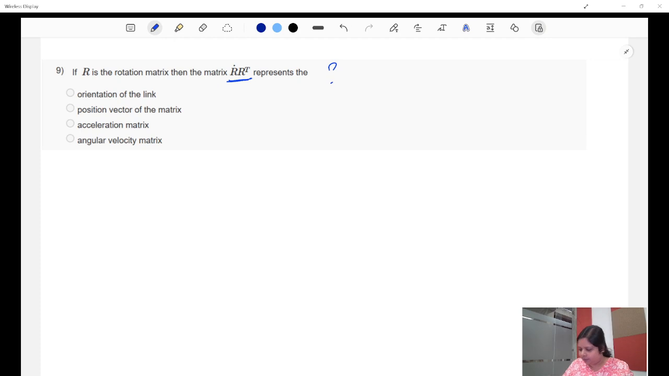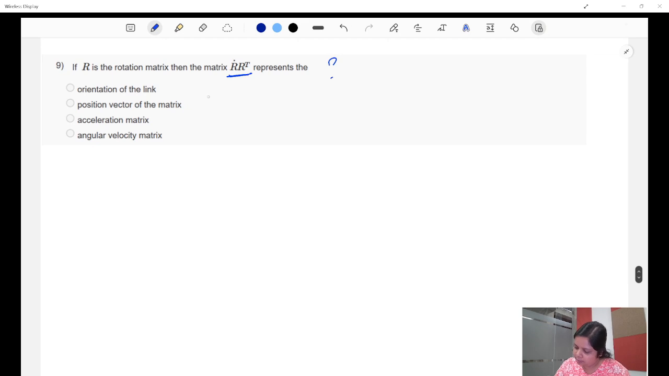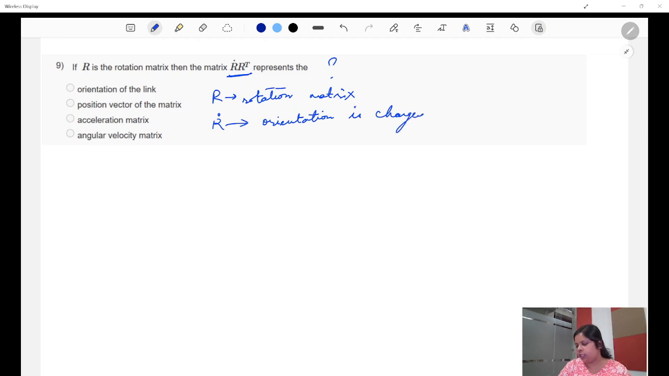Okay, let's start. So if R is a rotation matrix, then the matrix R dot R transpose represents what? So we know very well that R is the rotation matrix. What would R dot give me? It would basically represent how orientation is changing with time, right?